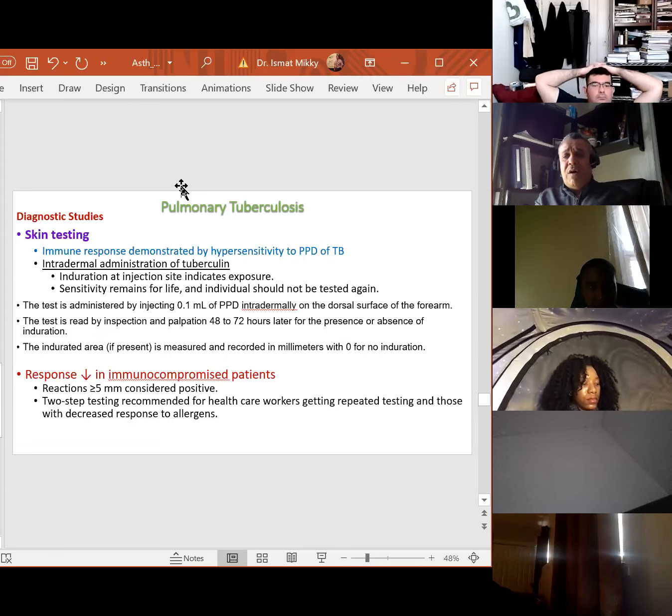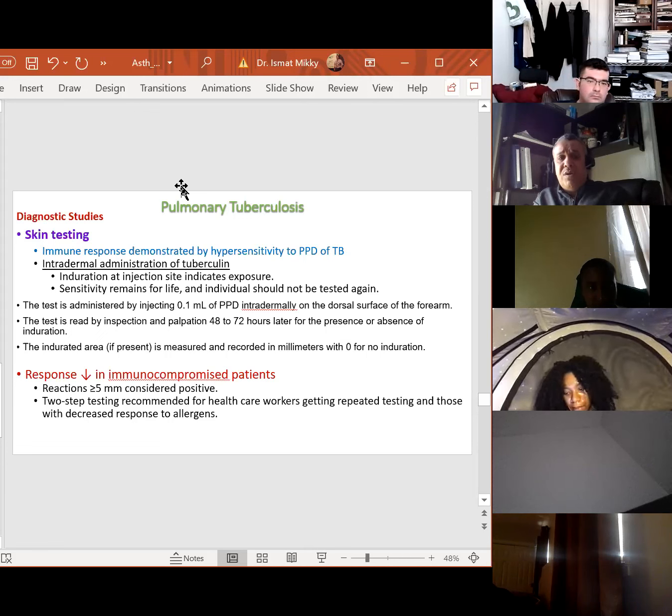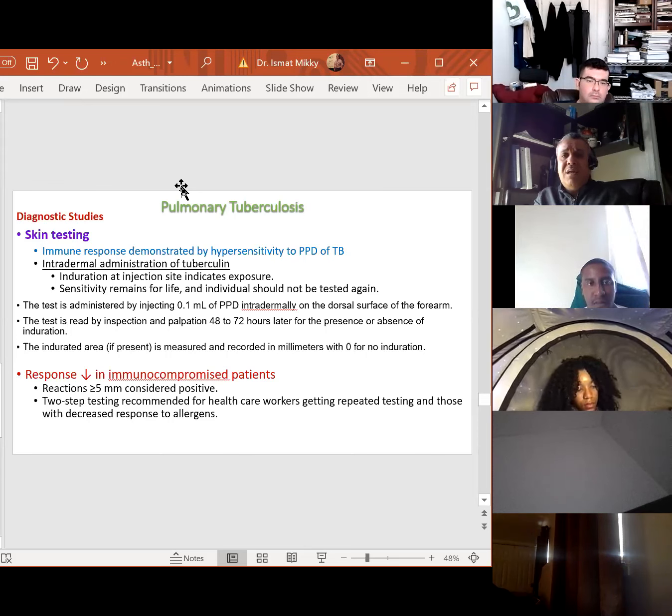So the transmission of TB, it's an airborne microorganism. The transmission requires close, frequent, and prolonged exposure. It doesn't mean that if you get in contact with a patient with TB, even for a second, you will get infected, but we take our precautions as much as we can.